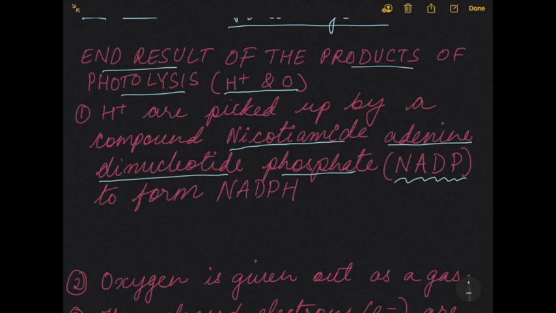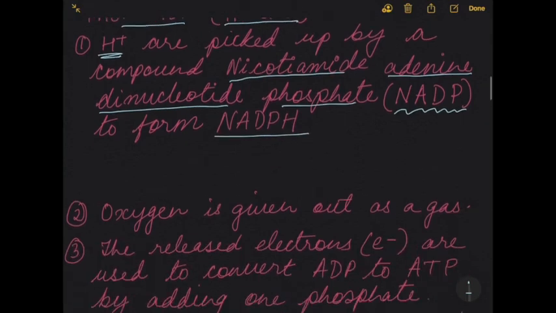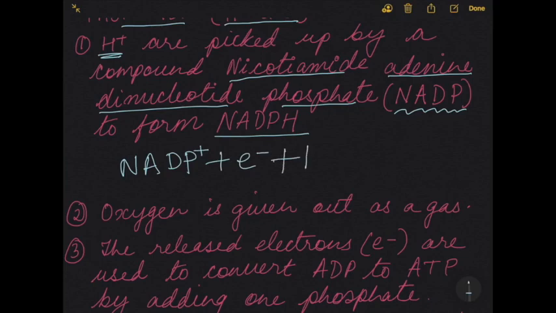You will just get to expand them. So when the hydrogen ions are picked up by NADP, it turns into NADPH. Okay, so NADP gives away one electron, and that one electron is taken up by the hydrogen ion to turn it into the atom. So that is why it becomes NADPH.